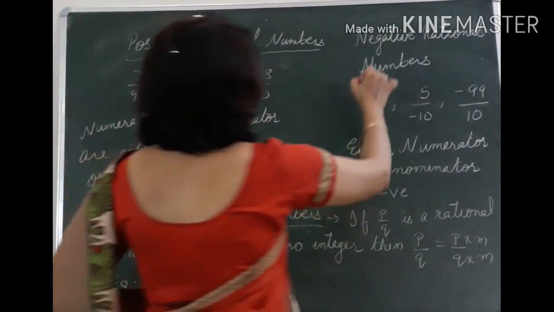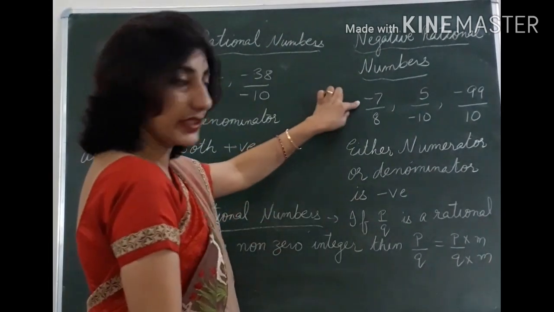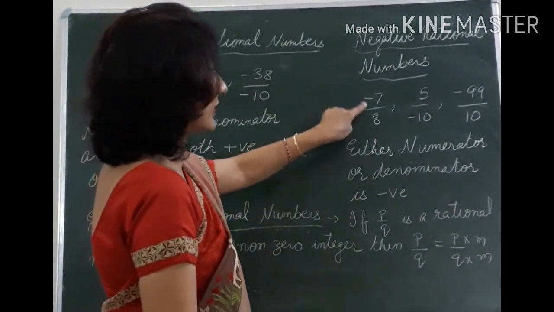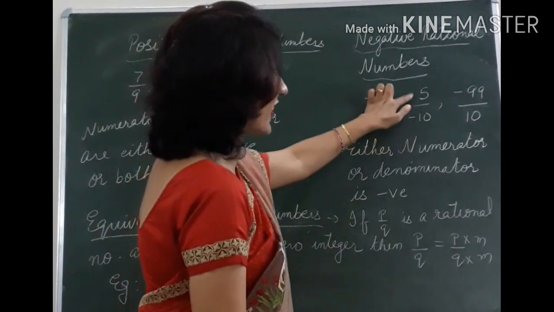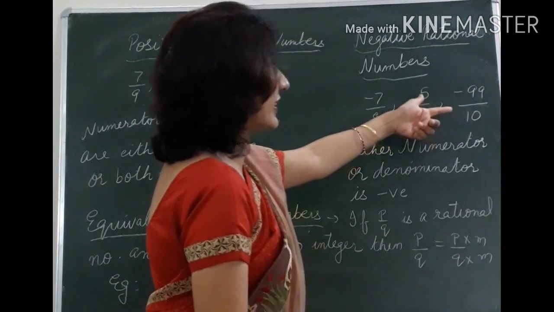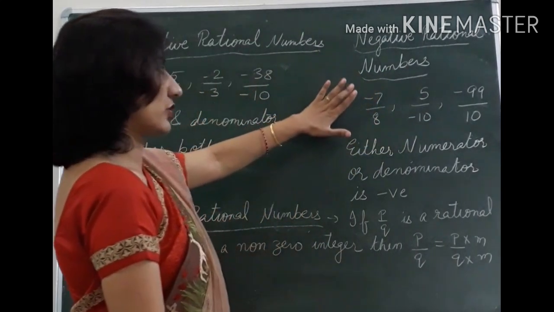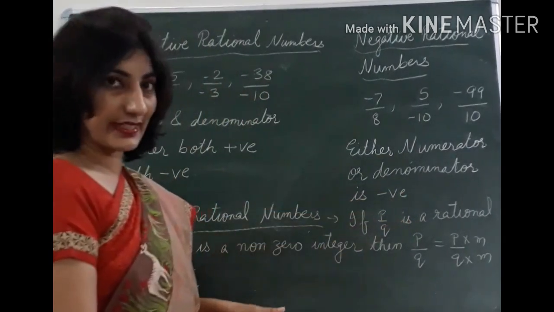Then come to negative rational numbers. For negative rational numbers, either the numerator should be negative, like here minus 7 by 8, or the denominator should be negative, like here 5 by minus 10. Again numerator negative, minus 99 by 10. So these are negative rational numbers. Either the numerator or the denominator is negative.